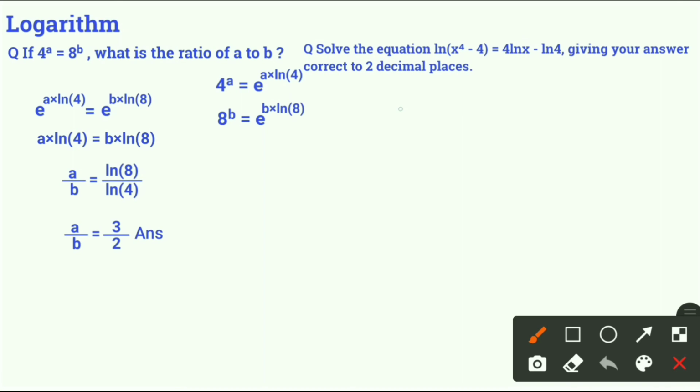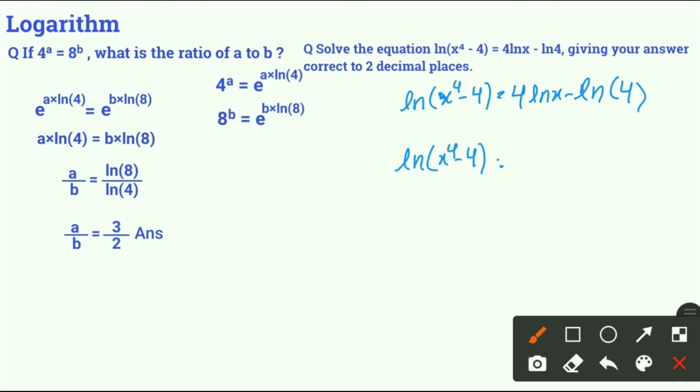Let me just solve it for you guys. So ln x of power 4 minus 4 is equals to 4 ln x and ln 4. Okay, this is an exponent, so whenever there's a subtraction, which means the bases are being divided by one another. Okay, let me make it simpler first so that you guys could understand it. 4 ln x really means x of power 4 minus ln 4. So x of power 4 minus 4 is equals to x of power 4 upon 4.